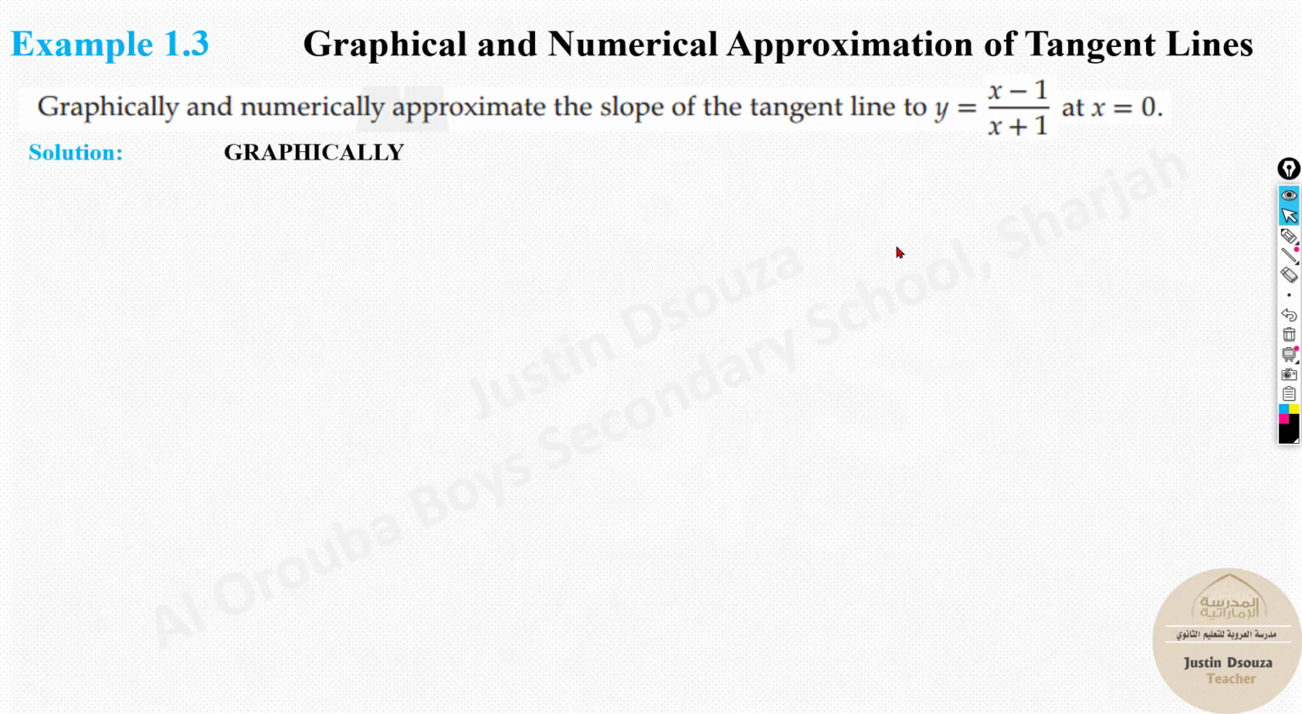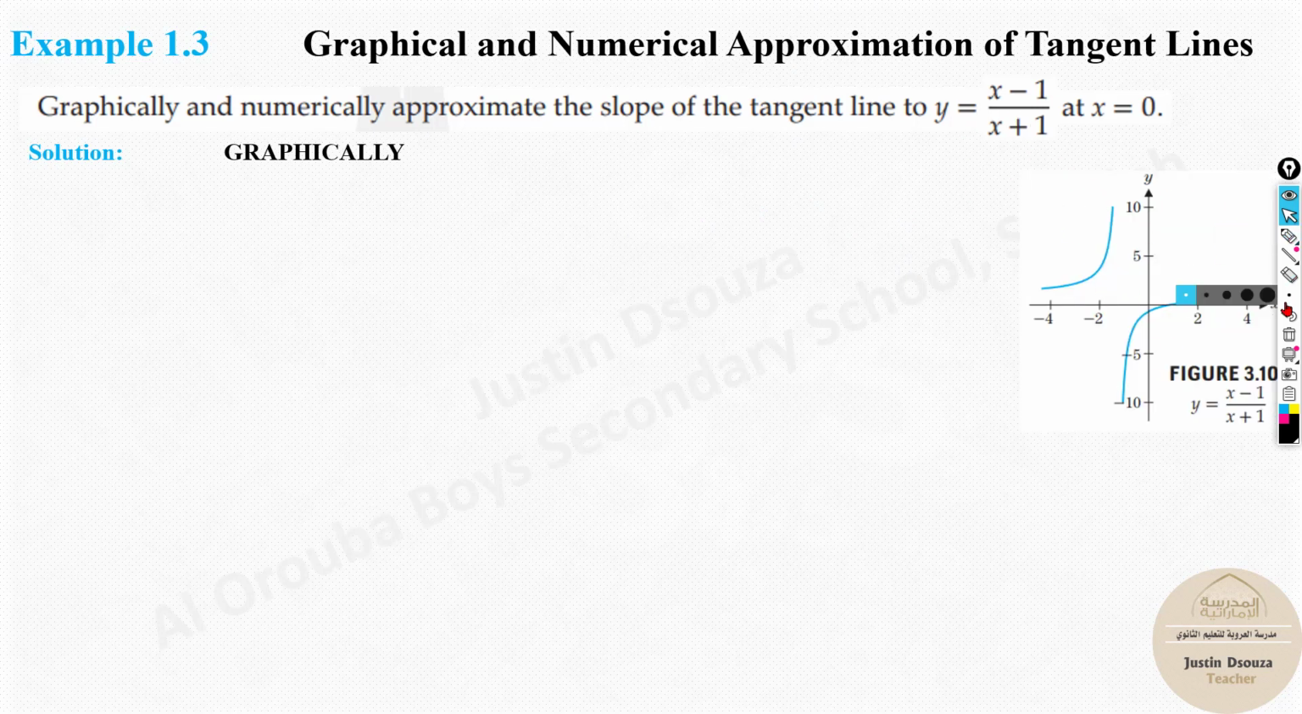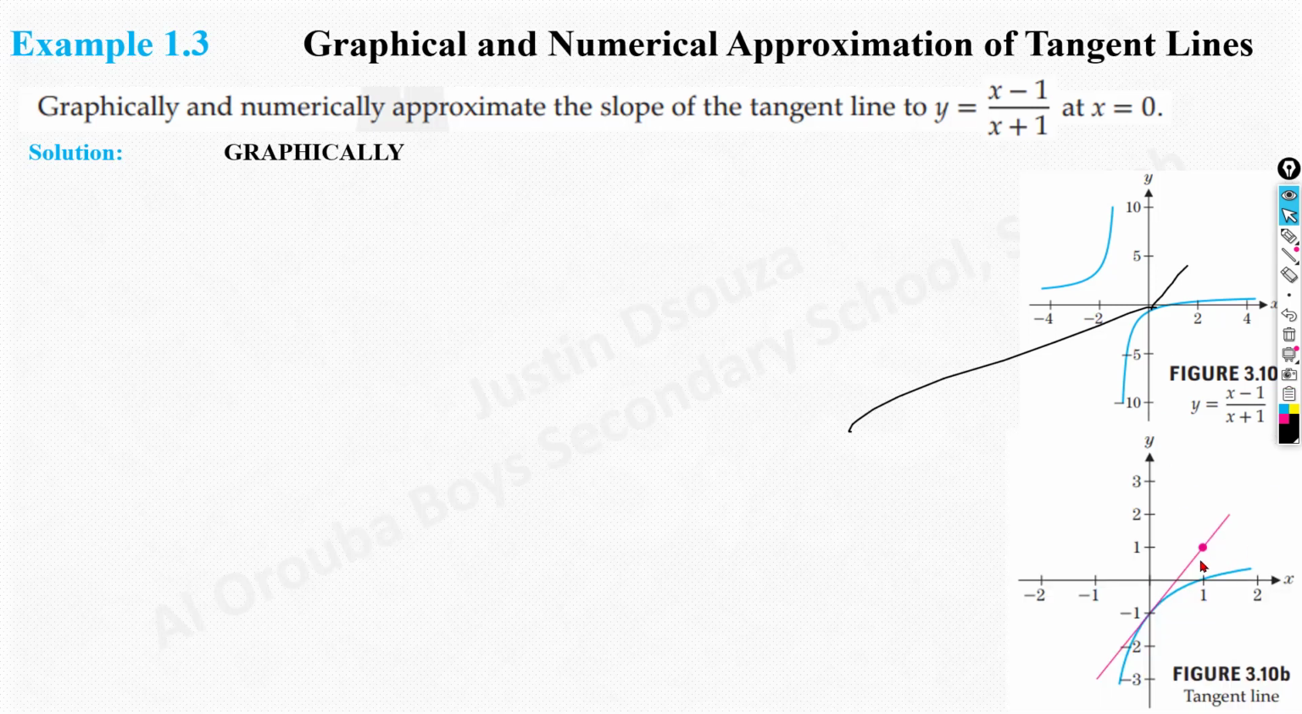Now what is this? So graphically, how do you graph this? This is the graph. It is a rational function. It will be something like this. Now if you think graphically, draw a tangent line at x equals 0. Where is x 0? Over here. You should draw something like this, right? A tangent line. Okay, that's very bad, but you need to draw it with a ruler, so it'll come like this. Okay, this is the accurate one.